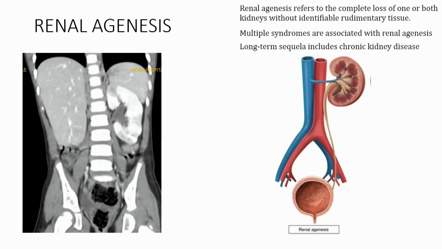Renal agenesis refers to complete loss of one or both the kidneys without identifiable rudimentary tissue. Multiple syndromes are associated with renal agenesis, and long-term sequelae include chronic kidney disease. In this image, the right kidney is not found in the right renal fossa. It was not found anywhere else in the body. So this was a case of right renal agenesis.